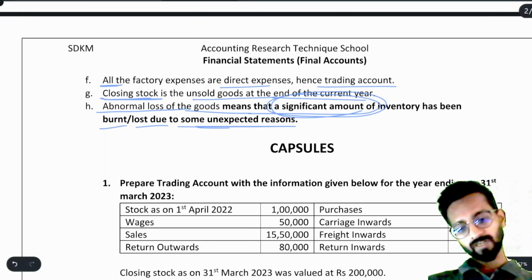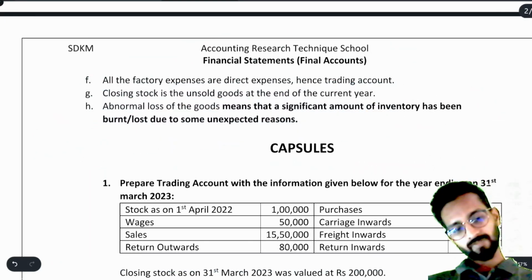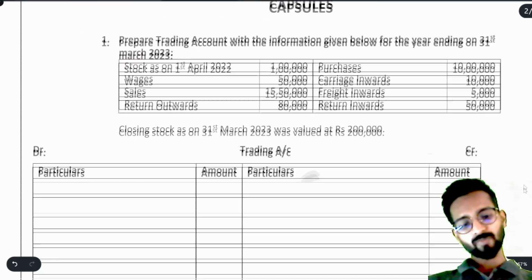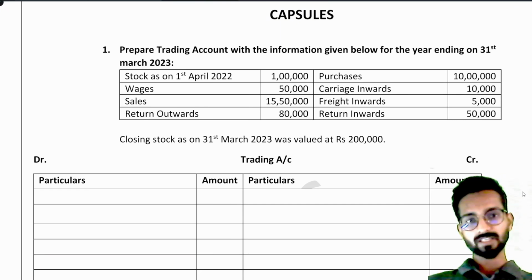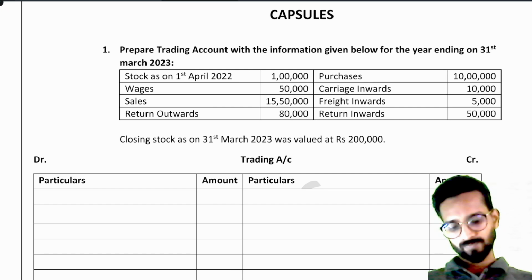The format is already given. Please download the PDF and listen to this video, or else it will be of no use. Now we will be solving some capsules. See, the format and everything is given. I will again recommend, please take the printout and solve these capsules with me. Okay. Now, check.